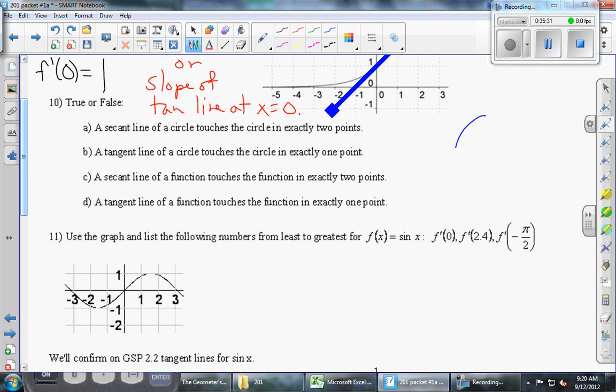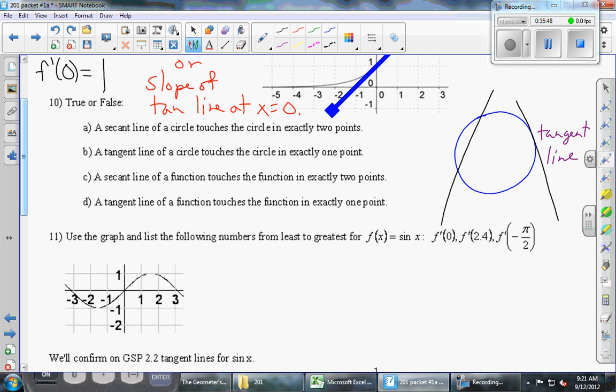Okay, so this is hearkening back to your days of high school geometry. You guys had lines of circles that look like that and lines of circles that look like that. You guys remember the name of the right-hand line? That was a tangent line. And the left-hand line? Maybe some of you remember that was a secant line.